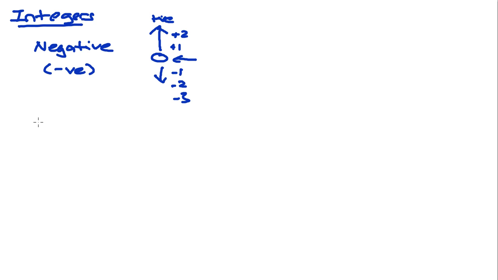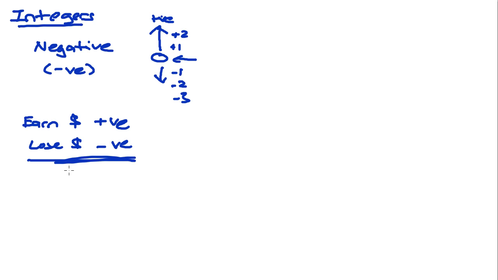So let's have a real life example. A lot of times when you earn money, we say that there's positive money coming in, and if you lose money, a lot of times you say there's negative money going out. So you have less than 0 money when you lose money. This is an example of how you use positive and negative.